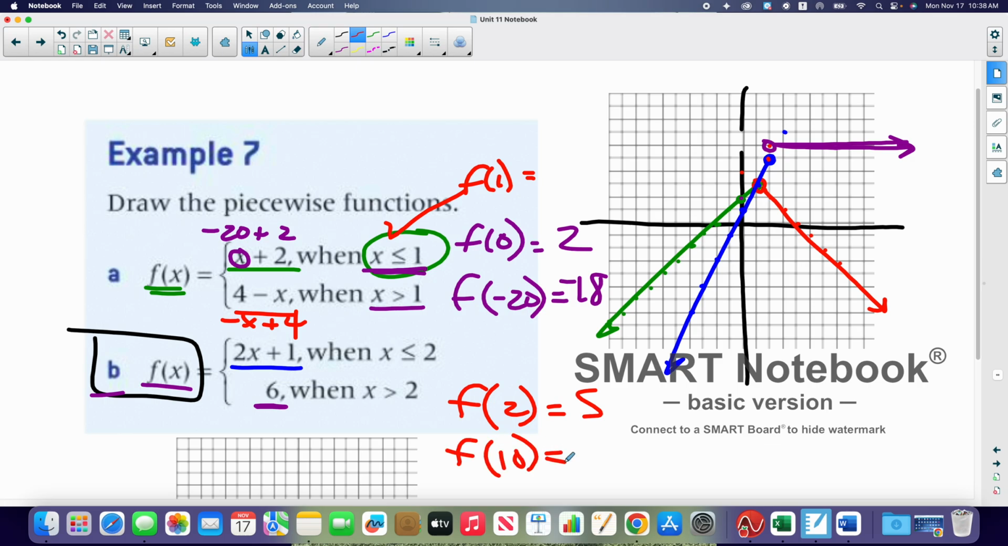What's f of 10? Well, 10 is greater than 2, so then it would be 6. Alright, so I've got to look and see what x value. What if it applies to both? It can't. It can only be on one piece or another, it can't be on both. Because if I said less than or equal to 2 and greater than or equal to 2, now I'm saying it applies to both, and now it's no longer a function, because I could get two different answers for one x.